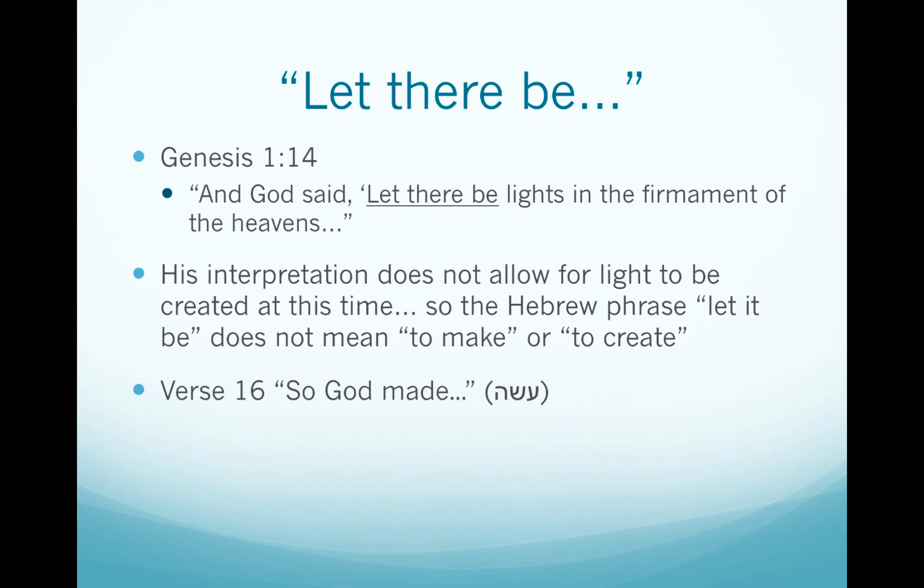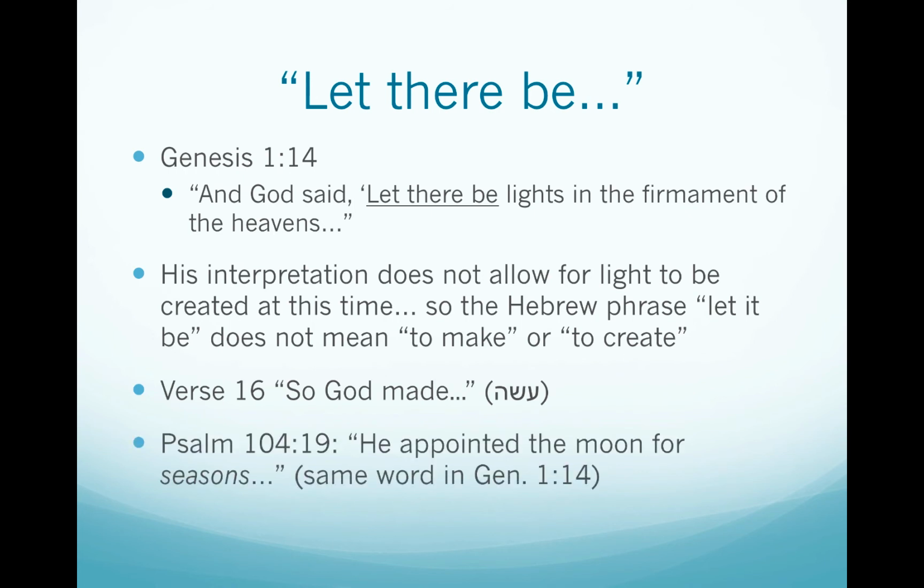But to say that the phrase "let there be" doesn't mean to create flies directly in the face of verse 16, and in fact, it flies in the face of Psalm 104:19, which uses this, it's a creative act there, talking about the moon, these lights that were created, and it says that the moon was created for seasons, which connects directly to verse 14. That argument seemed like it would be a lot easier to understand when I typed it in. It seems less so now. Don't worry about that so much. But look at Psalm 136. Again, these are creation passages that clearly show that the lights were created, right? They were made.